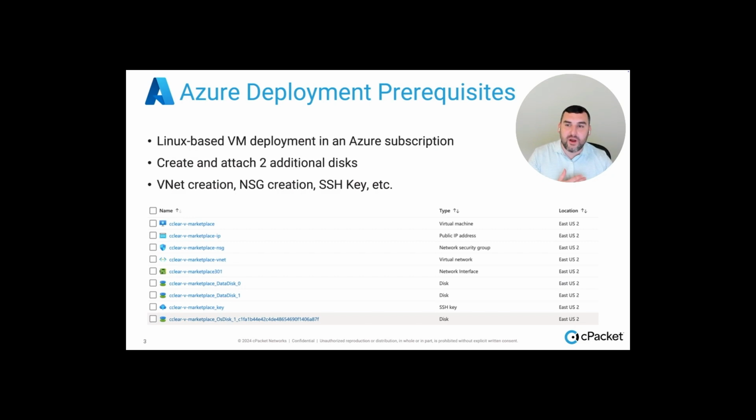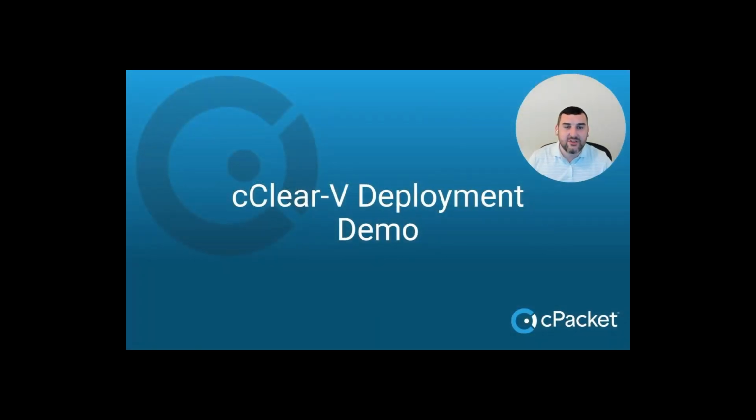In terms of prerequisites, there are a few things that you'll need to do to prepare for this deployment. You will need to have the access and privileges to deploy a Linux-based VM in an Azure subscription. You'll also be creating and attaching a couple of additional data disks. And then we'll also be creating just a standard VNet, network security group, associating an SSH key and more as part of the deployment. You can see in the screenshot below an example of some of the resources we'll be standing up in a net new Azure resource group as part of this deployment. So with that being said, let's go ahead and jump into the actual deployment itself.